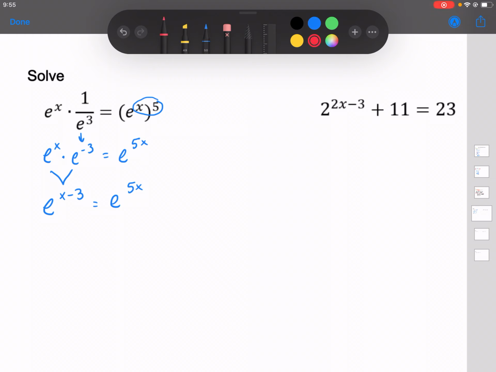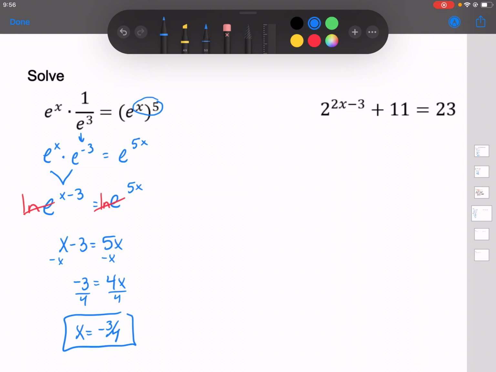At this point, I could go ahead and apply a log on both sides, or I could also just notice they're both base e. But if I were applying a log, I'd do natural log, and that cancels both of those out. So I have x minus 3 equals 5x. I'm going to subtract x from both sides. So negative 3 equals 4x, and then divide both sides by 4. So x equals negative 3/4.